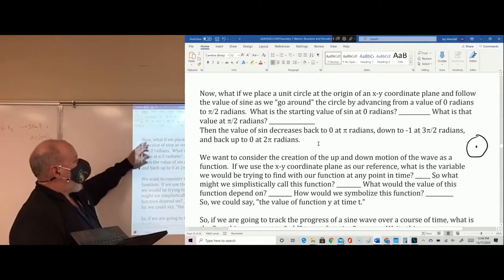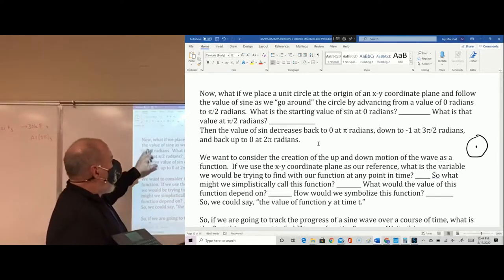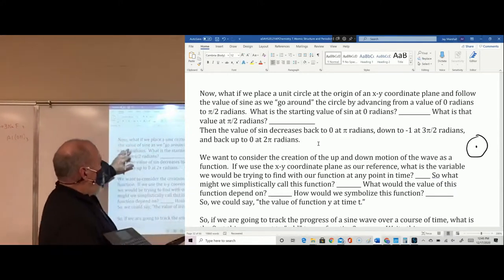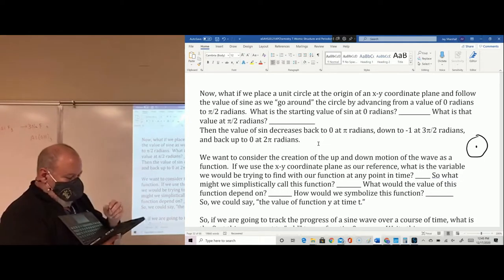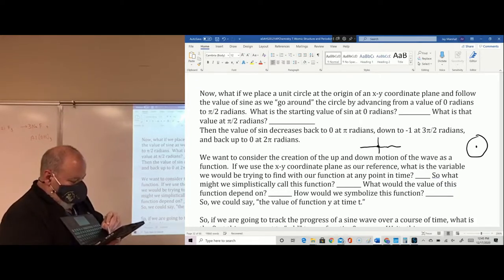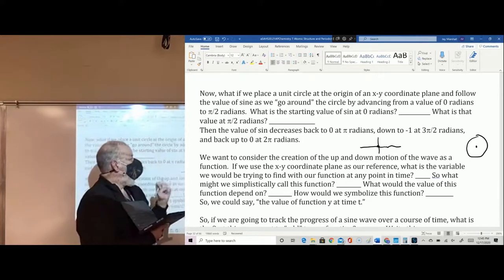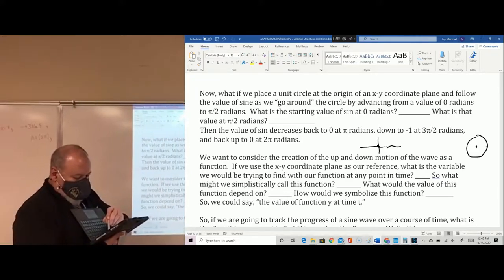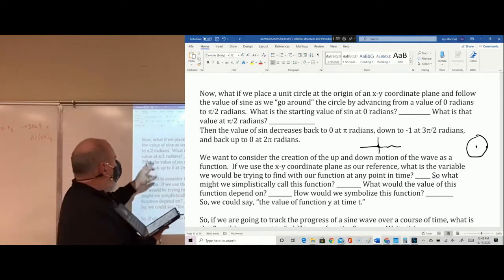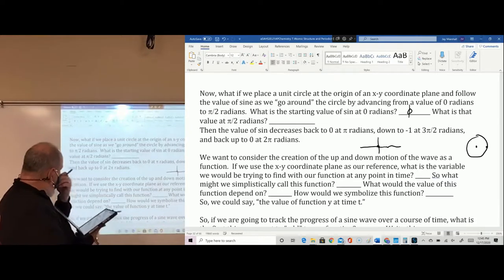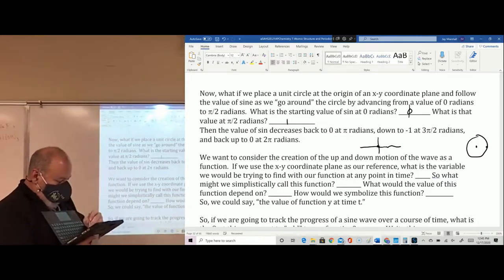So what if we place a unit circle at the origin of an XY coordinate plane, and we follow the value of sine as we go around the circle by advancing from a value of 0 radians to pi over 2 radians. Okay, so I have my unit circle, and then I also have an XY coordinate plane here. If I start at 0 radians, what's my value of sine going to be? 0. Okay, so I'm going to place a 0 right here. And then what is the value of sine at pi over 2 radians? 1. So my position is going to go up 1.